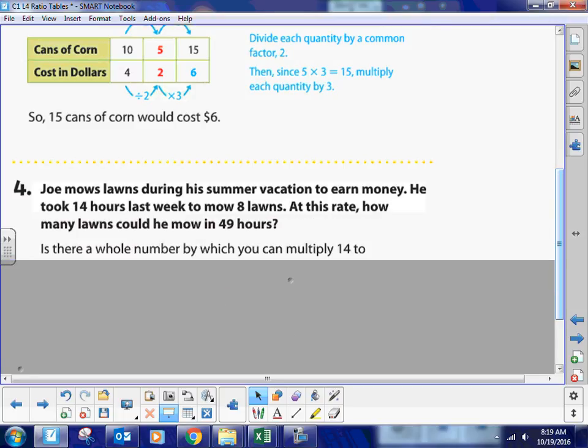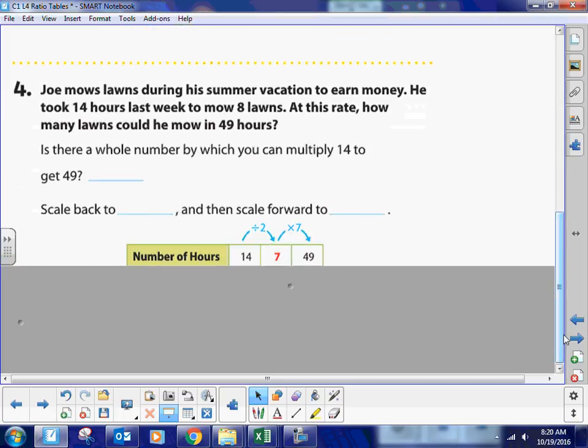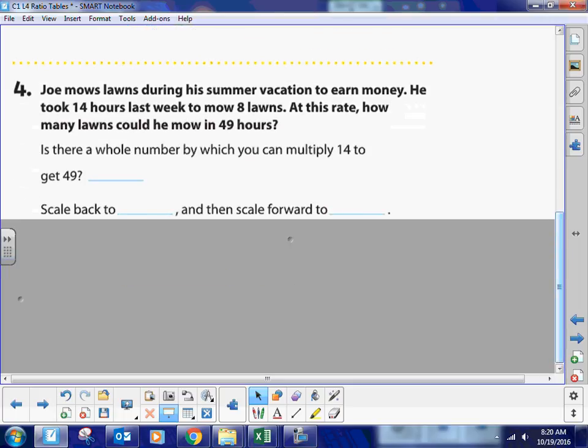Let's try another one. Okay, Joe mows lawns during his summer vacation to earn money. He took 14 hours last week to mow 8 lawns. At this rate, how many lawns could he mow in 49 hours? Okay, let's go ahead and keep this covered. Is there a whole number by which you can multiply 14 to get 49? I'm going to tell you right now, no.